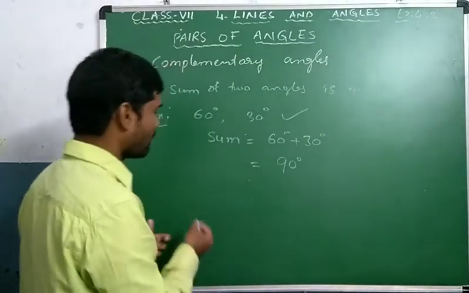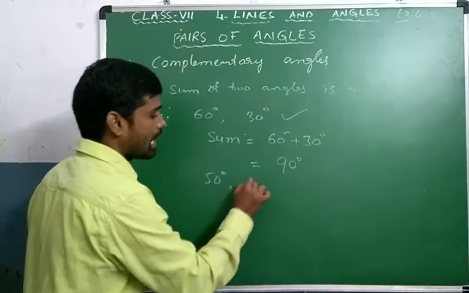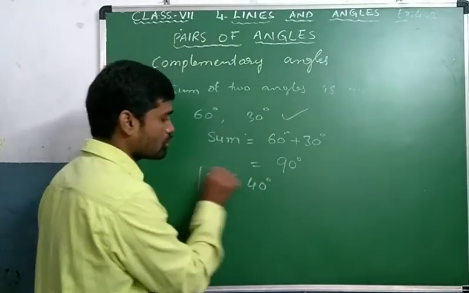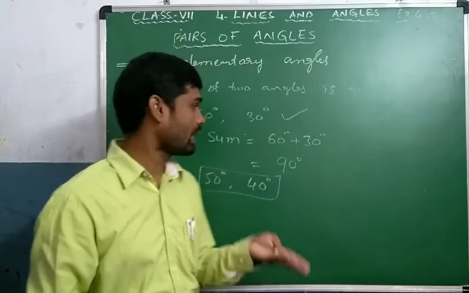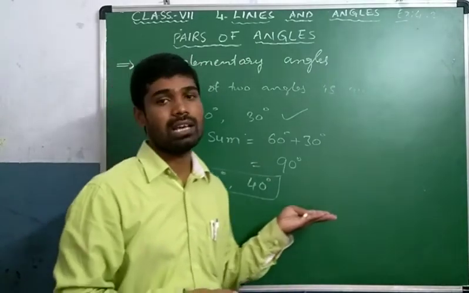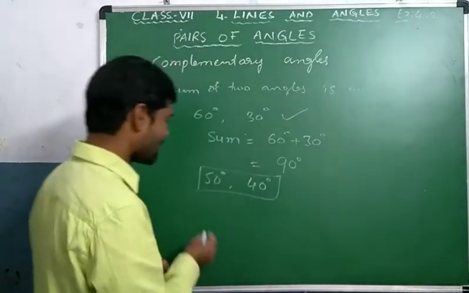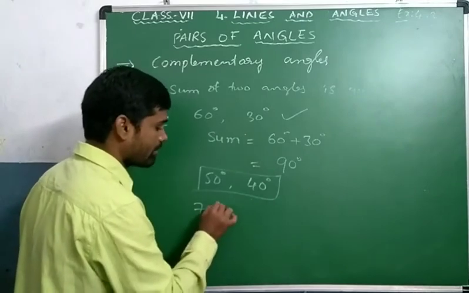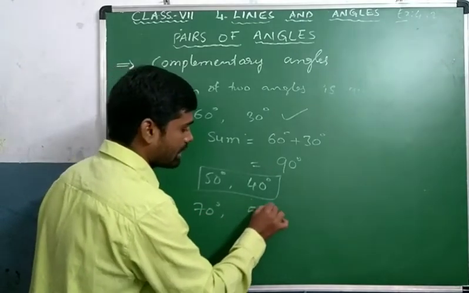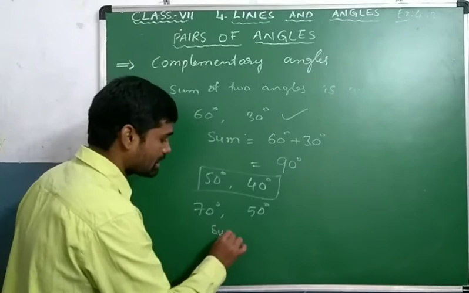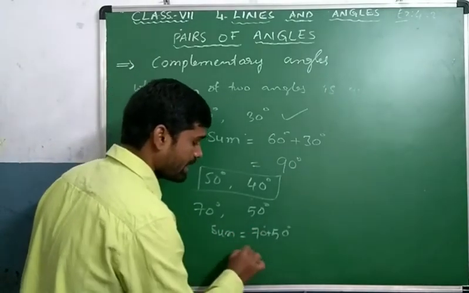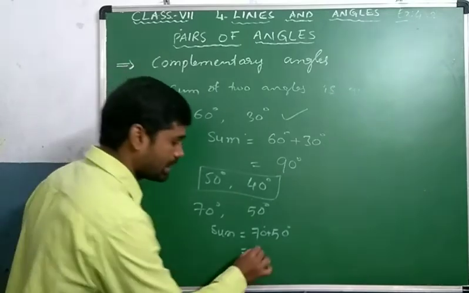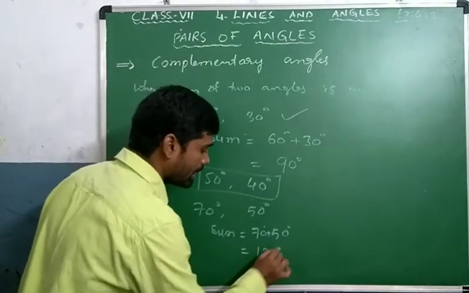One more example, we will see 50 degrees and 40 degrees. So 50 plus 40 is equal to 90 degrees. So what do we call those two angles? Complementary angles. For example, 70 degrees and 50 degrees. Let us check the sum here: 70 degrees plus 50 degrees is equal to 120 degrees.